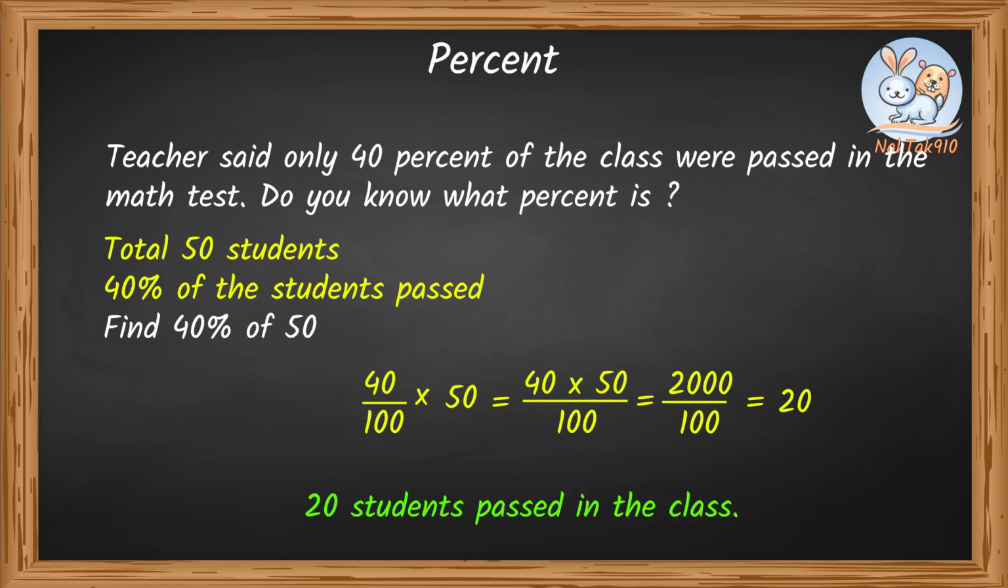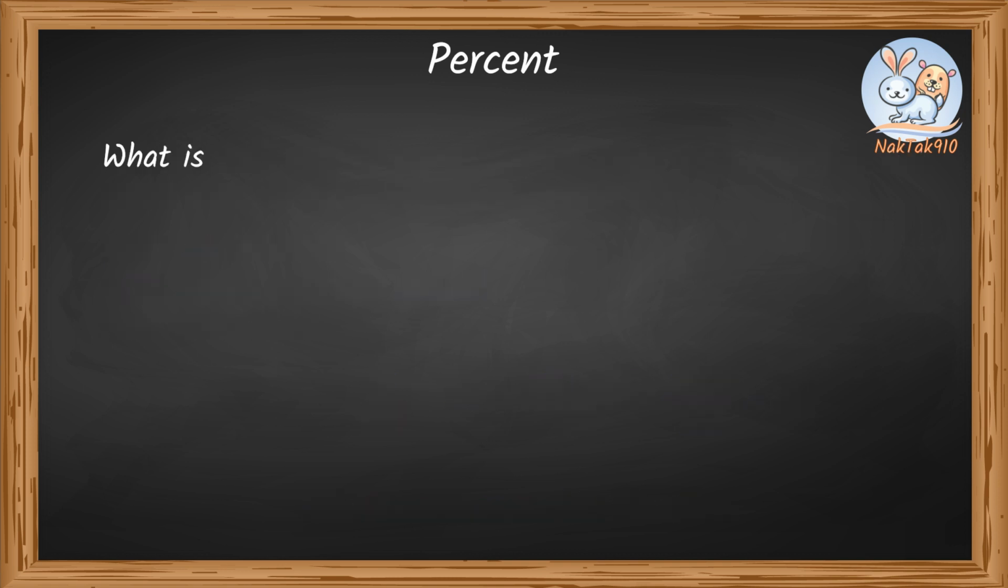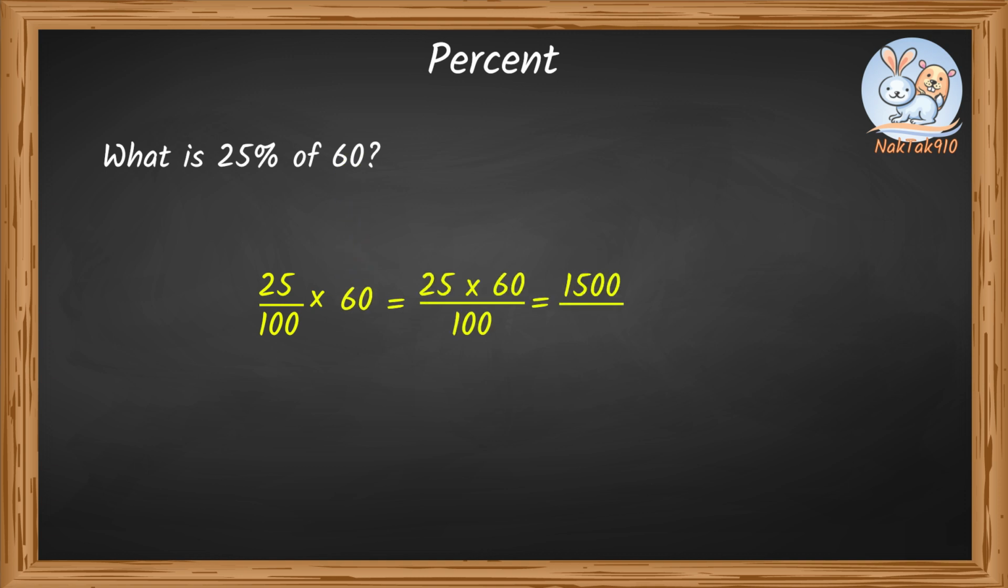this class. Now can you tell me what is 25% of 60? Yeah, let me try that. Solving from left to right, 25% means 25 by 100, and "of" means multiplication. Multiplying 25 by 60 gives 1,500. Dividing this 1,500 by 100 gives us 15. So 25% of 60 is 15.